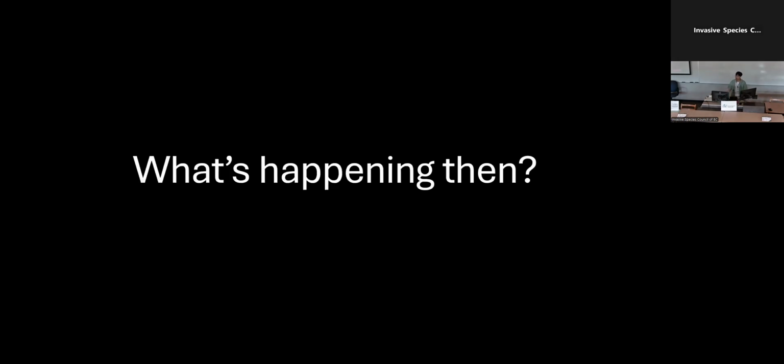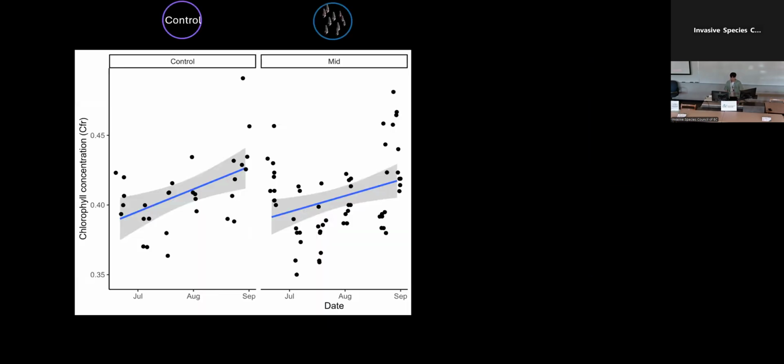So what's happening then? We didn't see an expected effect of density on our variables, but still we did see an increase in chlorophyll concentration. The sediments in our cages got softer, and we had sediment buildup in our cages. So why is this happening? And the answer is pretty clearly the cage.